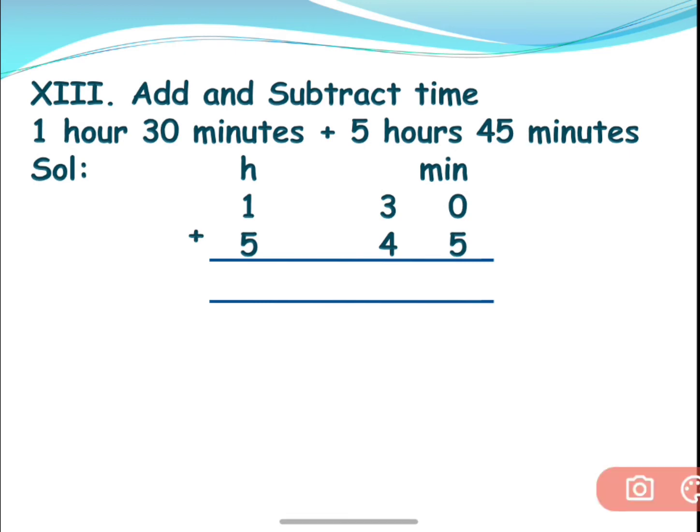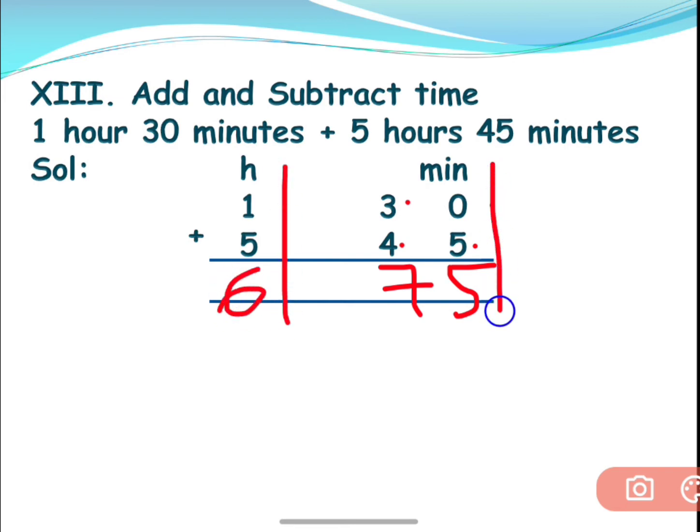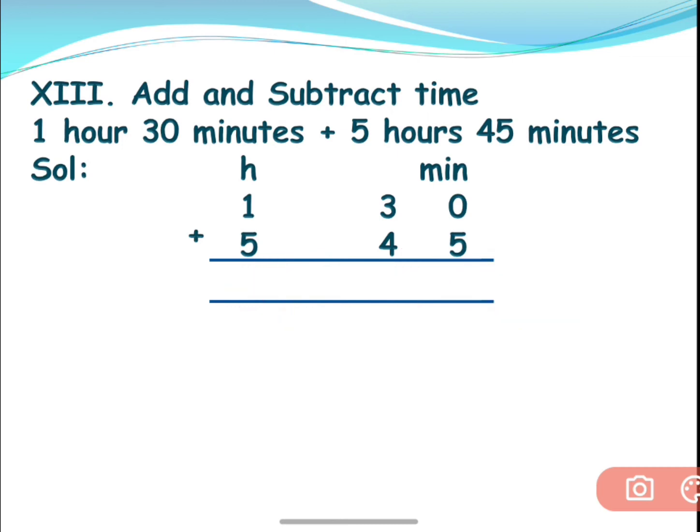So always start from the minutes, children, which is 0 plus 5 becomes 5. 3 plus 4 becomes 7. And 1 plus 5 becomes 6. That is 6 hours 75 minutes. Okay. So the answer is 6 hours 75 minutes. Do we have 75 minutes, children? We have only till 60 minutes.